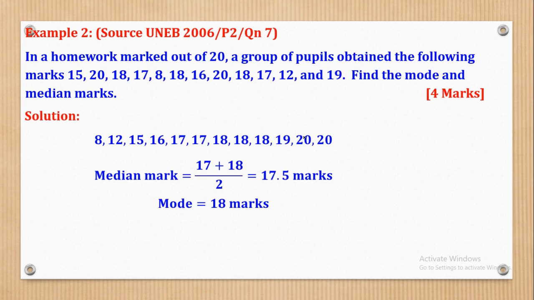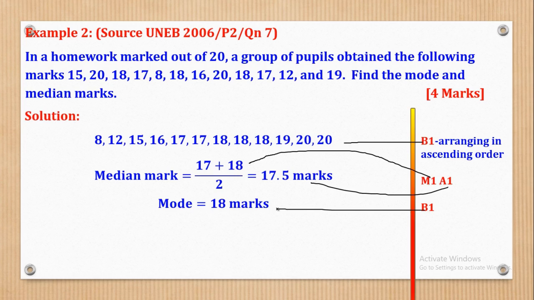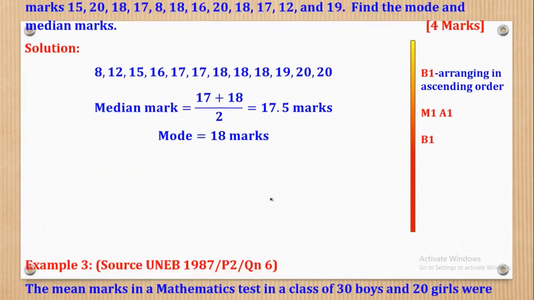So basically that's what they wanted, and now let's see how marks can be awarded. B1 for rearranging in ascending order, M1 for calculating the average, A1 is for the output, and B1 is for you to state the mode. So basically that's how the 4 marks could come about.